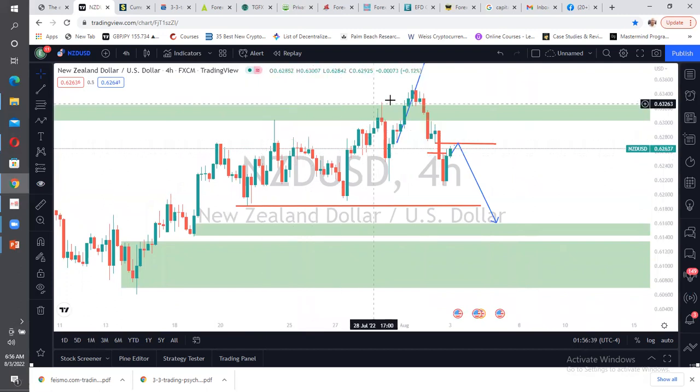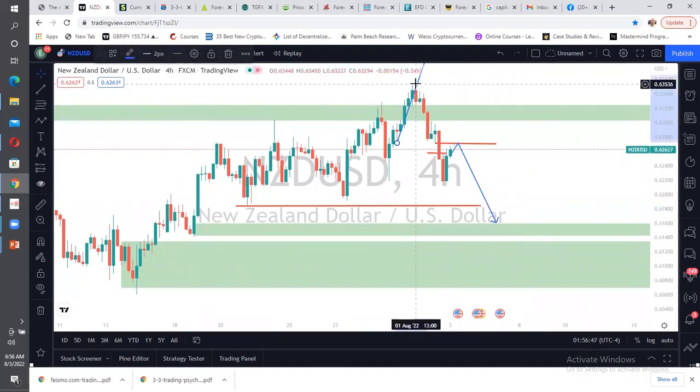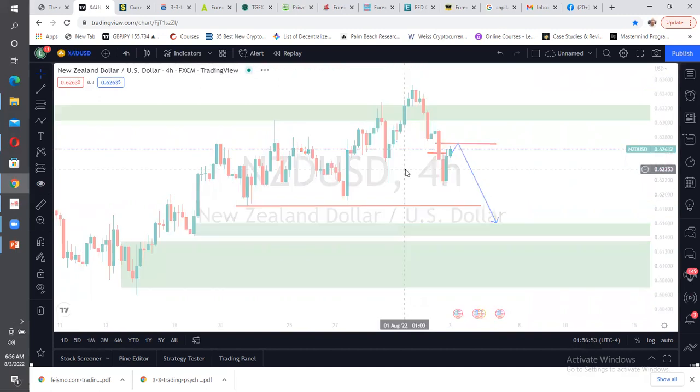There is a break of market structure, then they return back to the unmitigated zone, get it mitigated, before they look for the push to the upside. That is what I'm expecting from this particular market. The next one, gold.